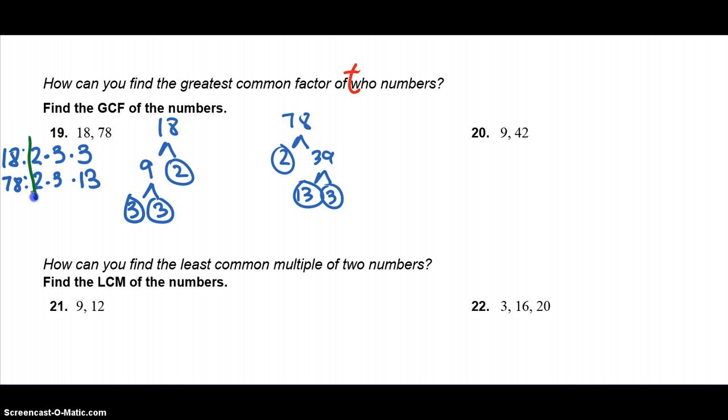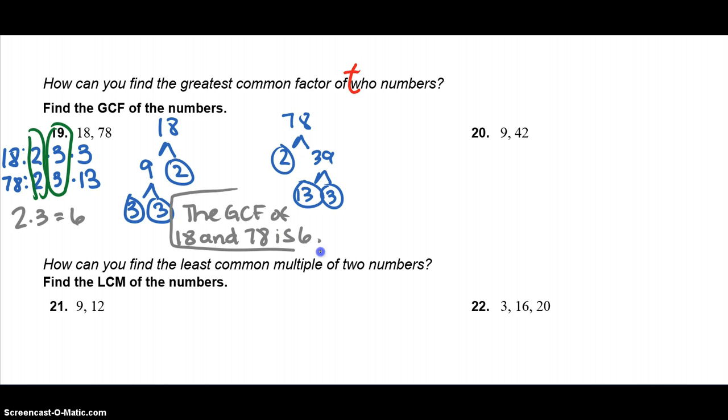They have one 2 in common and one 3 in common. So what I do here now is I multiply those two numbers that they have in common. Since there is more than one number in common, I multiply these. So 2 times 3, which is 6. So I would write my sentence, the GCF of 18 and 78 is 6. And I would box that answer there. Now, some of you might have used the listing method. If you used that method, hopefully you still got the number 6. That is the correct answer there.